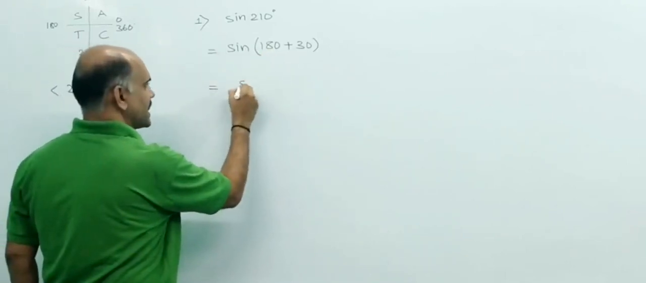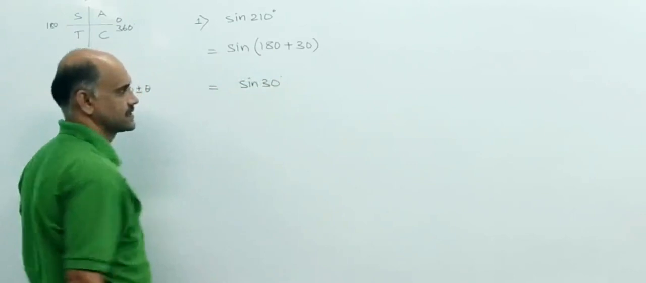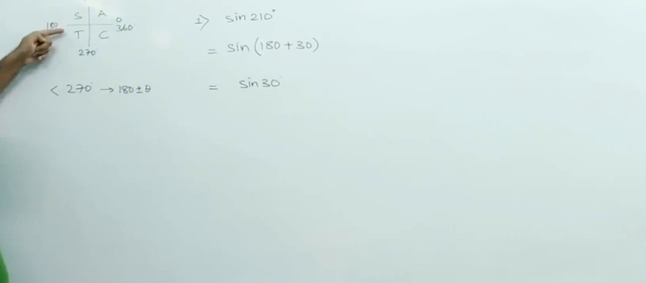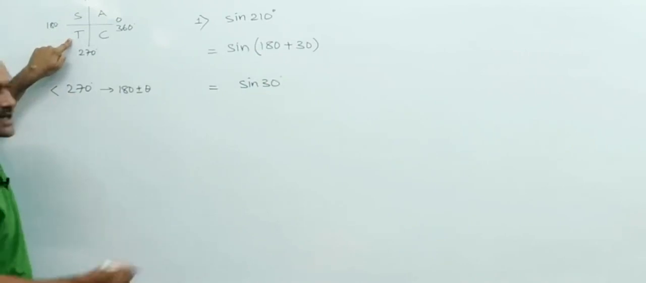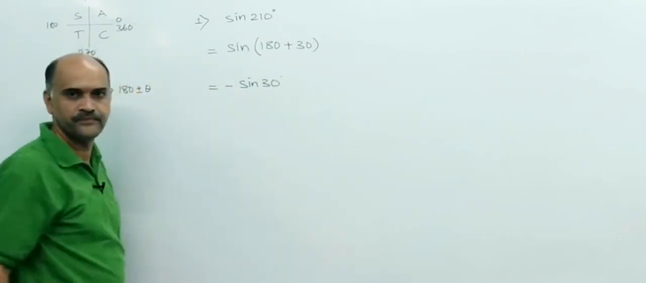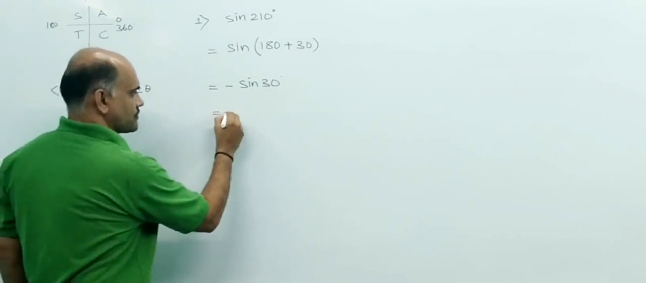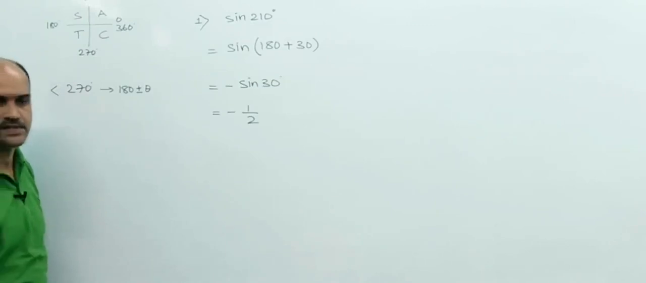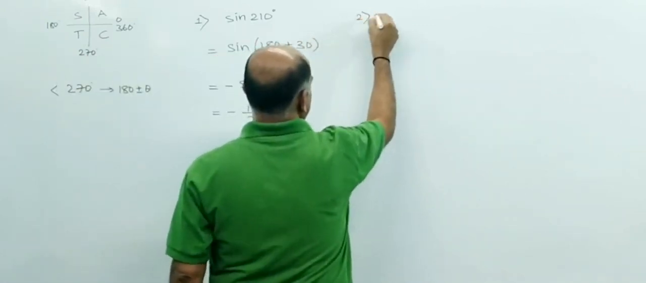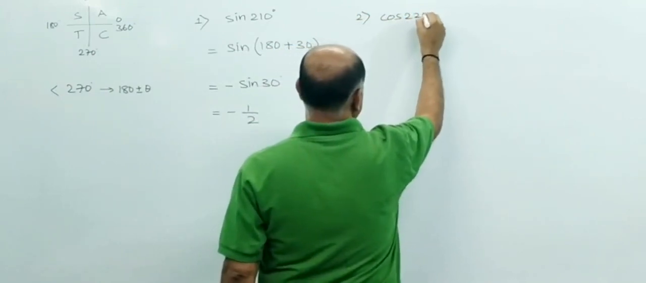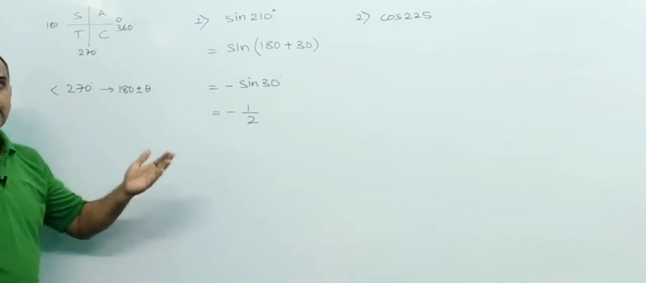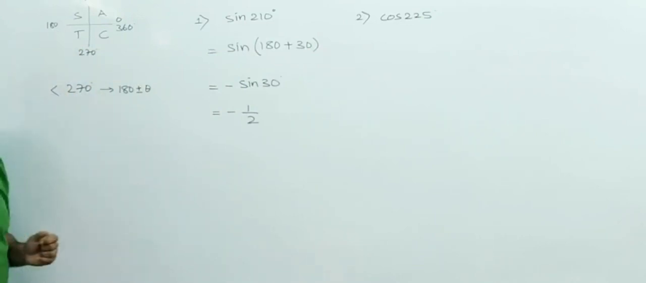So this will be sine 30. 180 plus means it is in third quadrant. In third quadrant, sine is negative, so use minus. Now substitute value. So minus 1 by 2. Clear, students? Similarly, second. Cos 225 degree. Cos 225. So again 225 is near to 180.